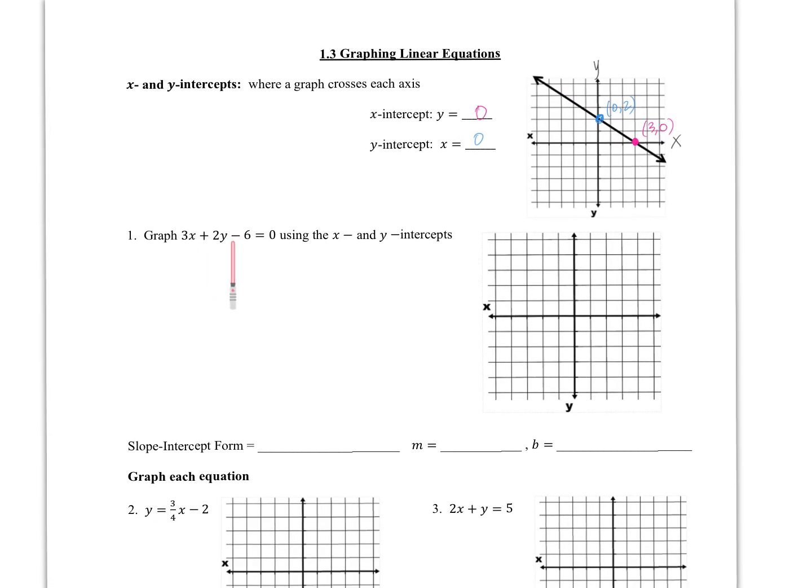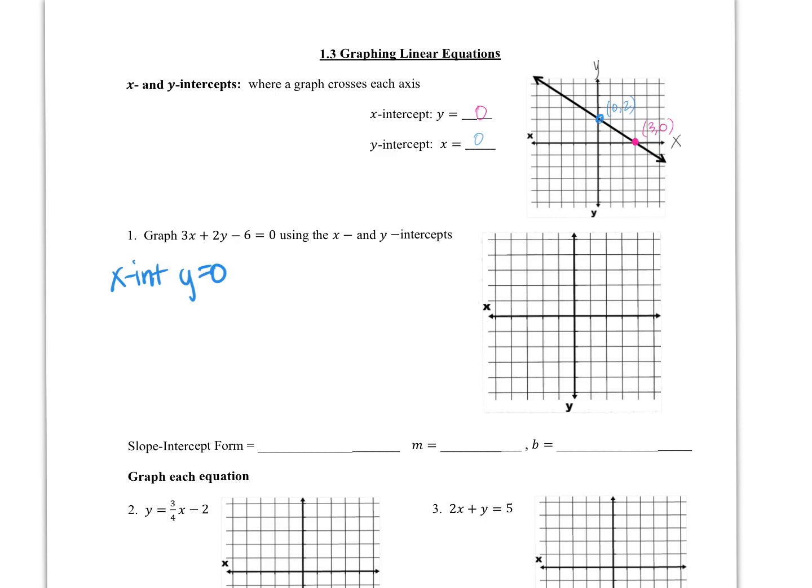If someone says, hey, graph it just using those x and y intercepts, you might be used to getting it into that y equals mx plus b, but you don't have to do it. If I wanted to graph it using the x and y intercepts, I might write myself a note like, oh yeah, for the x-intercept, the y is always 0. And if the y is 0, couldn't I really just go like this?